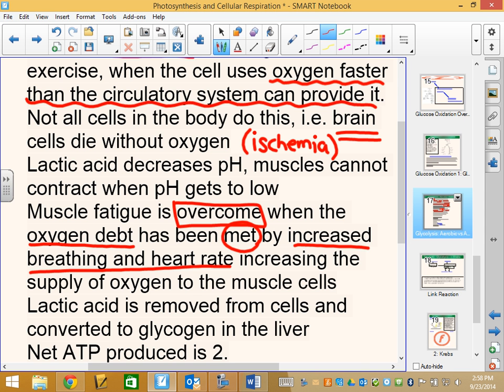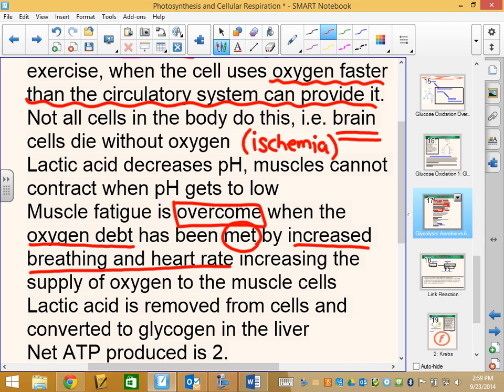So why do you breathe hard when you exercise? Because your body is demanding oxygen, and you are responding without even knowing to provide it quicker. Why does your heart beat faster? Because your body is demanding oxygen, and your blood needs to flow quicker to provide your cells with oxygen.